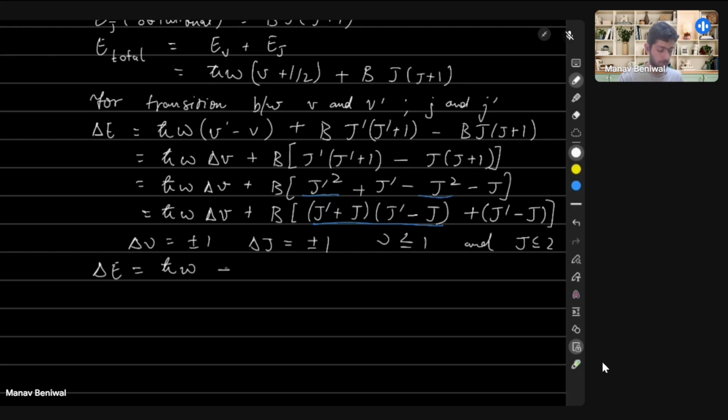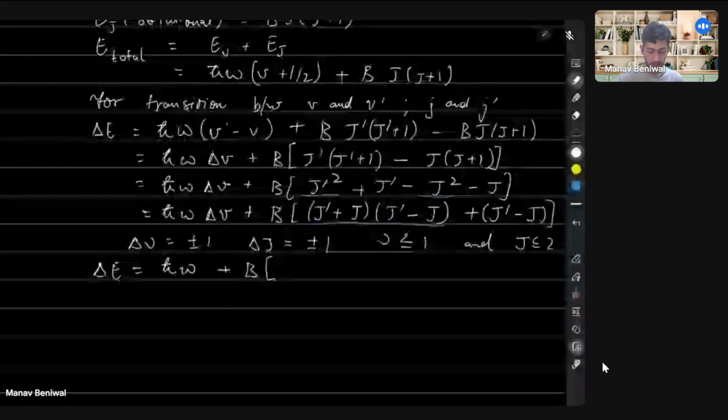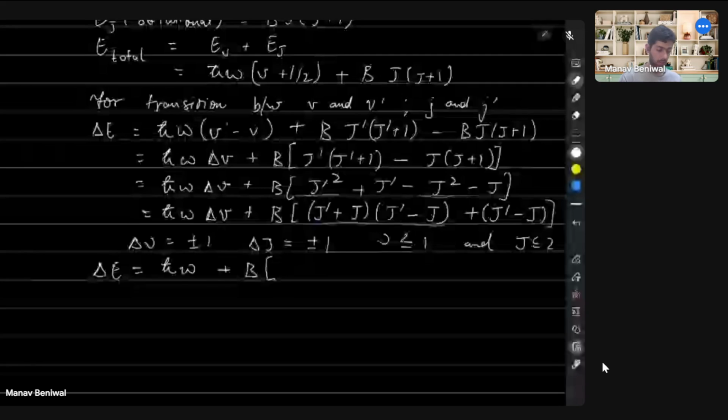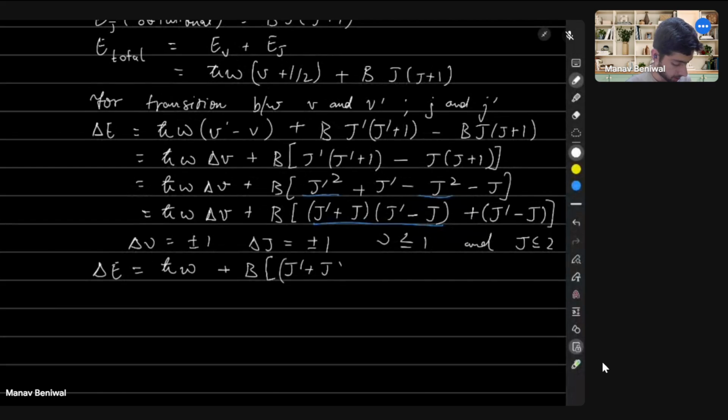Then for this term we have J prime plus J, J prime minus J. So J prime minus J again is nothing but delta J, and delta J is again 1. So this will be J prime plus J, and this we will put as 1, and this will also be 1.